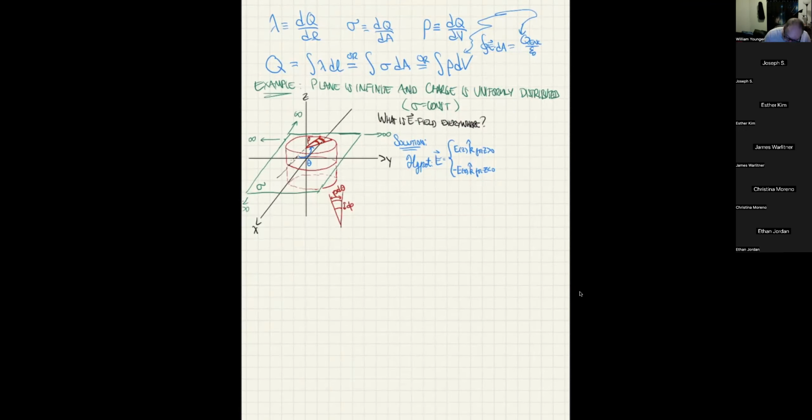So the dA vector for the top, I'm just going to call dA sub t, is just dA, and it points in the k hat direction, because lo and behold, the third coordinate in polar coordinates is just the z.